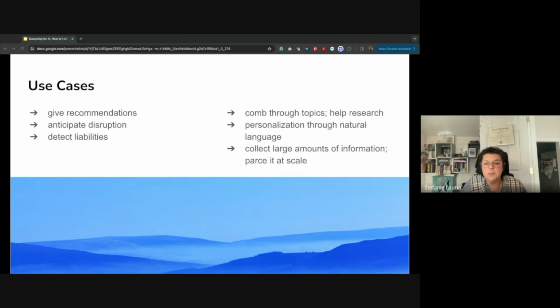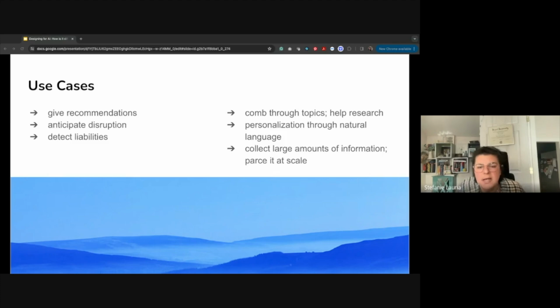AI can also comb through topics and really help research. It's really good at aggregating large amounts of data and finding the most important information by looking at that really large set of data. It can really create personalization through natural language. It's really good at giving a really good user experience by communicating with users in natural language, to help the user solve a problem or achieve a goal. Think about your very good chatbot, helping the user solve a customer service question.